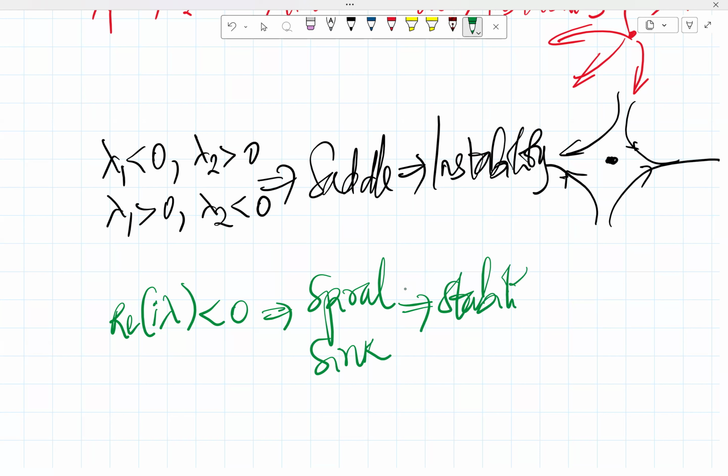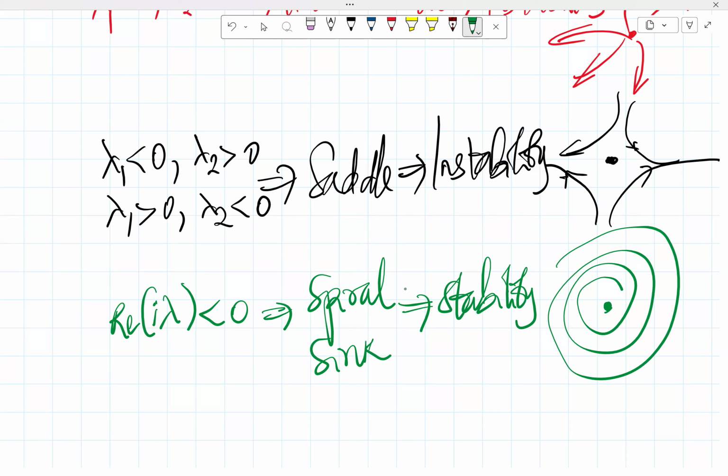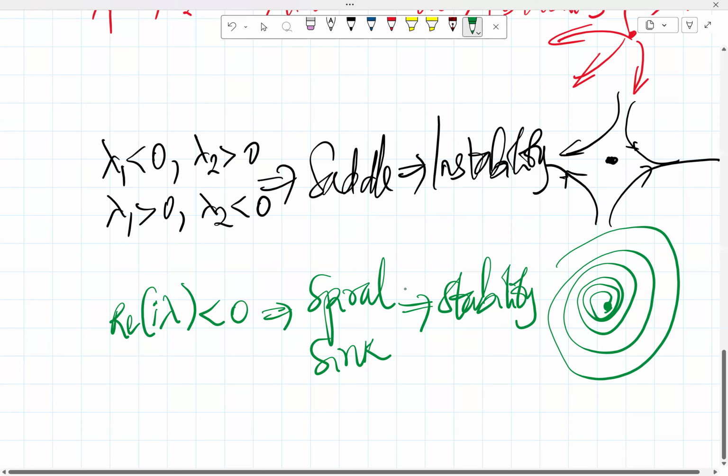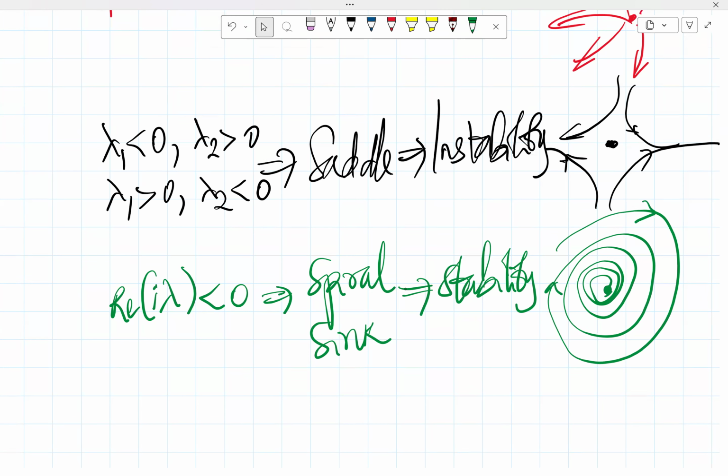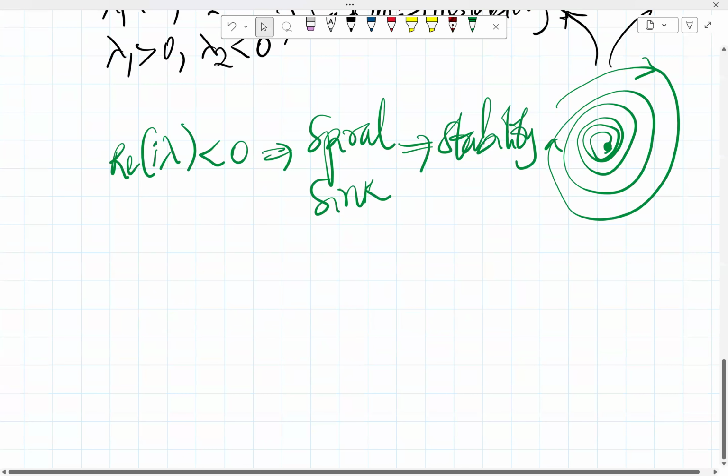So what can you conceive as the idea of a spiral sink? You have this sink now. You have this point, right? And then something is coming from outside and going towards it. That's a spiral sink. So it's going inwards like this. It's sinking into that point. So that's still convergence in a manner of speaking.